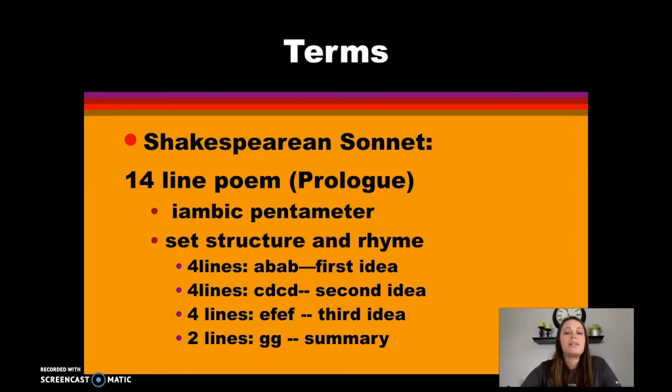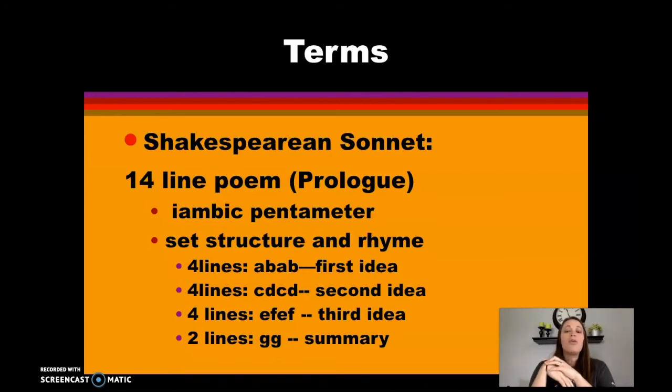The set structure has to do with the number of lines and how they're broken up. It starts with 4 lines, and 4 lines together is called a quatrain. The first 4 lines are where you get your first idea. The second 4 lines, or your second quatrain, is your second idea. The third 4 lines, or your third quatrain, is your third idea. And then the sonnet will end with what's called a couplet. That's 2 lines, and that kind of summarizes what we've been talking about.